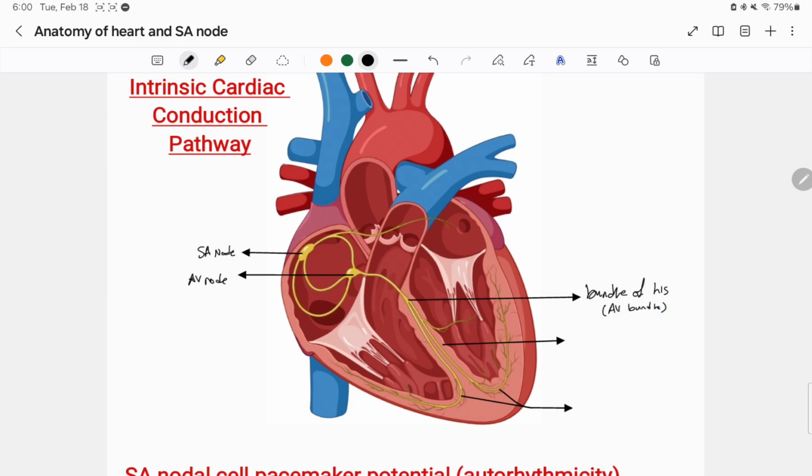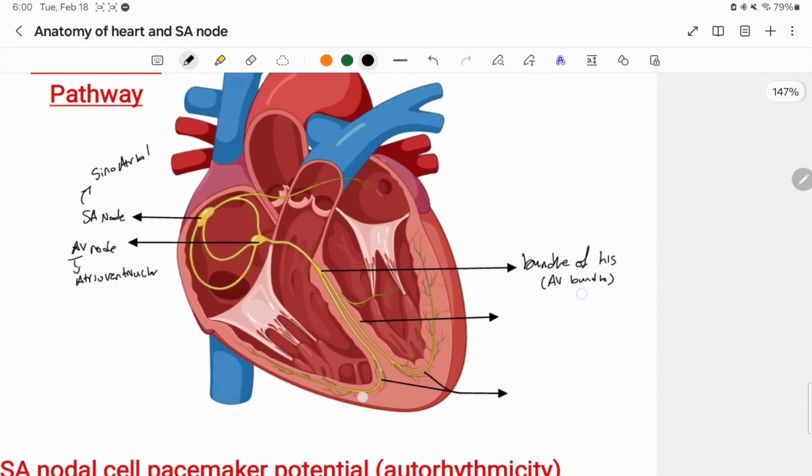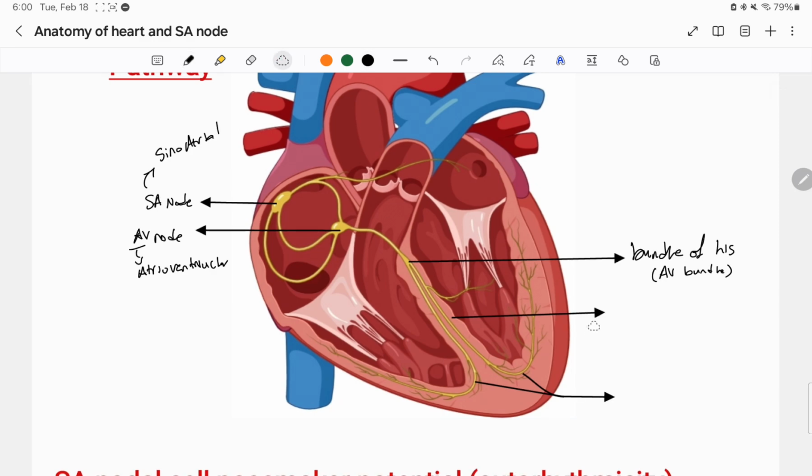Now, I didn't tell you what SA and AV stand for. SA stands for sinoatrial, so sinoatrial node, and AV stands for atrioventricular node. Why atrioventricular? Because it sits right above the junction of the atria and the ventricle. Okay, you can see that. It sits right at the junction. The bundle of His is not an autorhythmic cell, okay? It's not an autorhythmic cell. It will just conduct the action potential down. And again, I'll explain what I mean by this in a second.